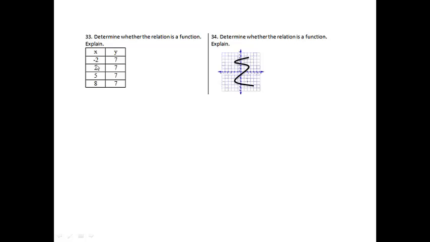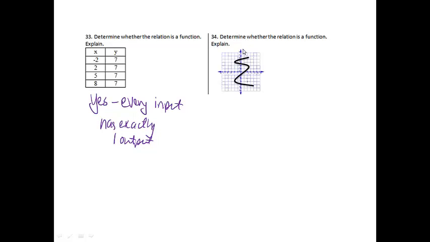It's okay that these inputs have the same output as long as there are not two x's listed the same that have different outputs. So anyway, it's going to be yes, and it is because every input has exactly one output. And again, it was just kind of like the dollar menu example where it's okay for them all to have a 7. Okay, number 34, determine whether the relation is a function and explain.